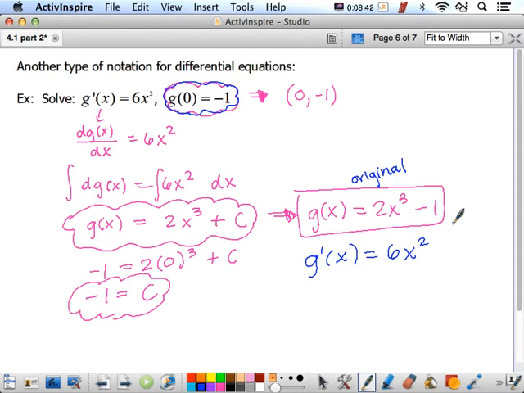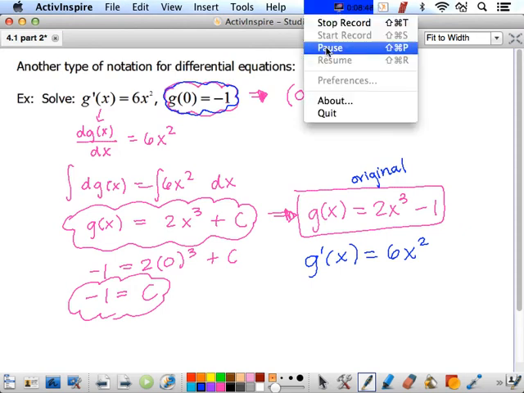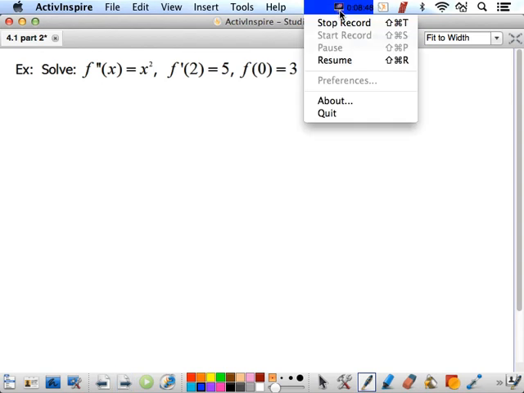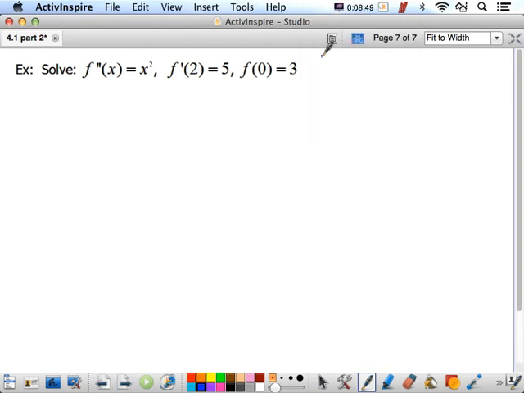For our final example, we're going to solve f double prime of x equals x squared, which means we have to bring it up from the second derivative up to the original function. We also know that the first derivative, when evaluated at 2, is equal to 5. And the original function, when evaluated at 0, is equal to 3. So we're going to start with f double prime of x equals x squared.